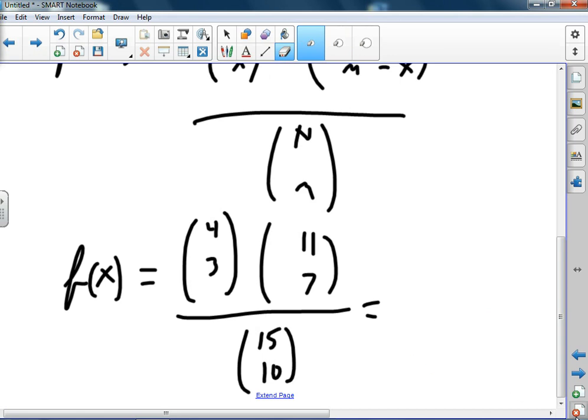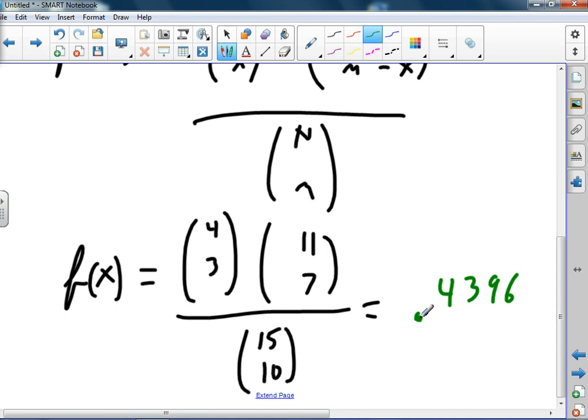4 things taken 3 at a time times 11 things taken 7 at a time divided by 15 things taken 10 at a time equals 0.4396, or thereabouts. Much better. 53. Okay, 53.